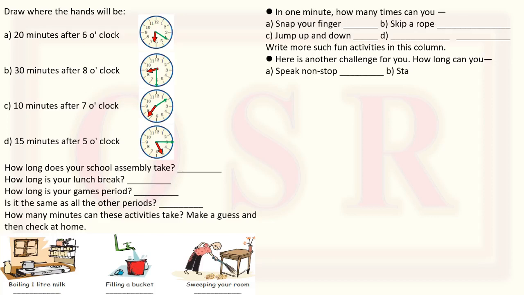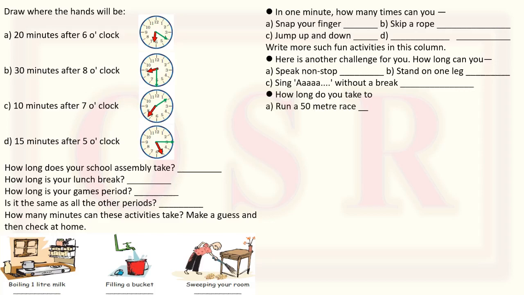Someone may be able to skip a rope 20 times in 1 minute. Another person can maybe skip 100 times. So it's specific to a person, right? Just look at these questions.